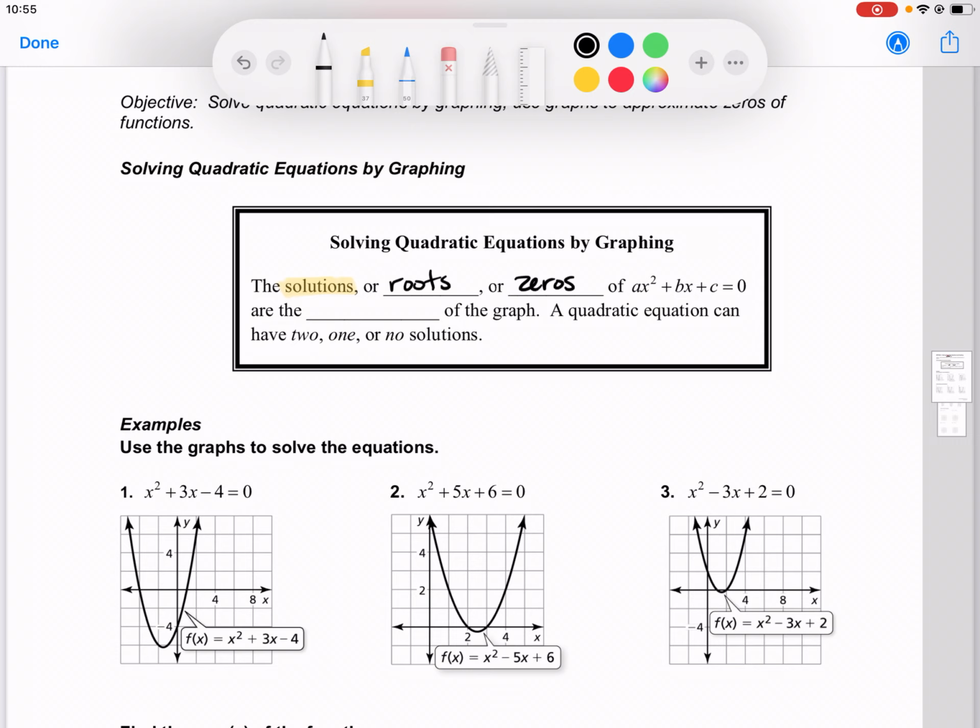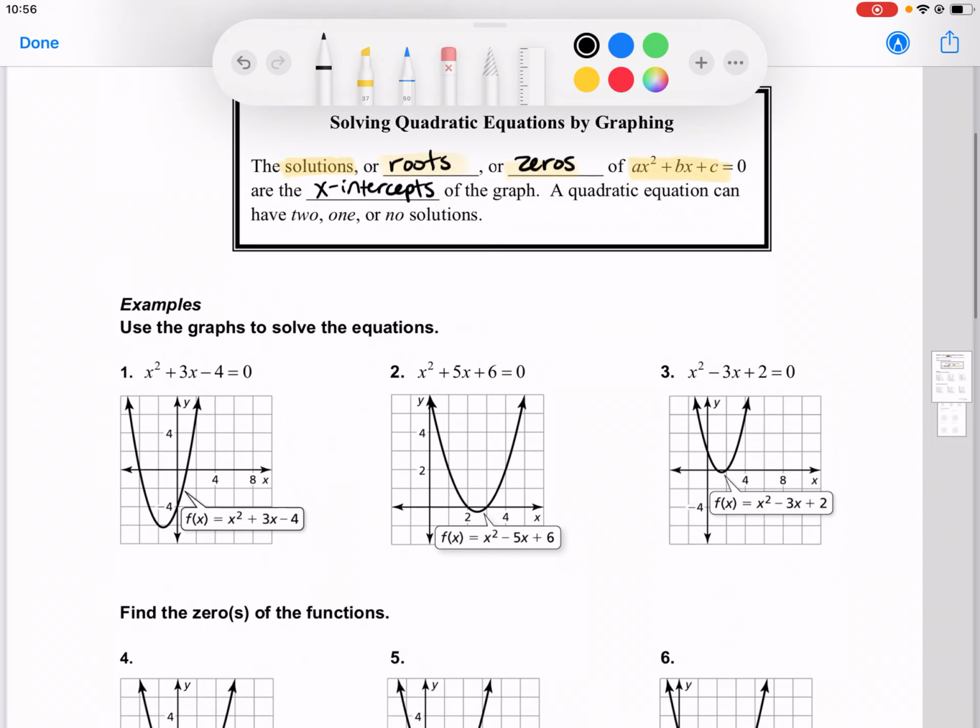And in any of these cases, when it comes to a graph, if I change the 0 to a y equals and graph it, then the solutions, or the roots or the zeros of that graph, are the x-intercepts of the graph. So you can have 1, 2, or no solutions. On my notes, I forgot to put one with no solutions, but a no solution would look like this, where the graph never touches the x-axis or crosses through it, so there would be no solutions.